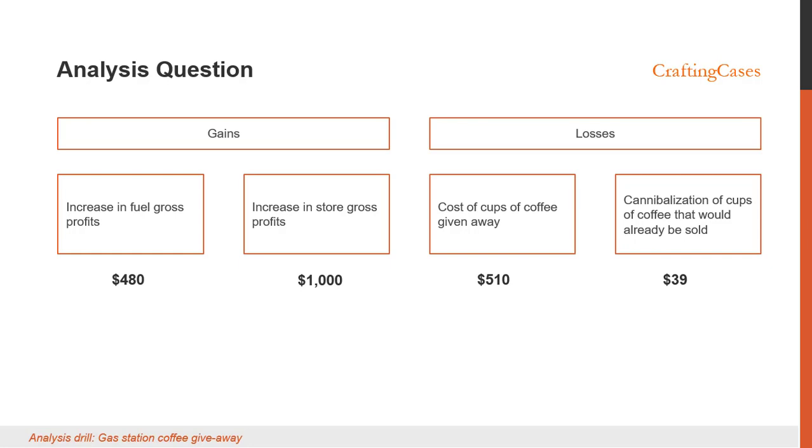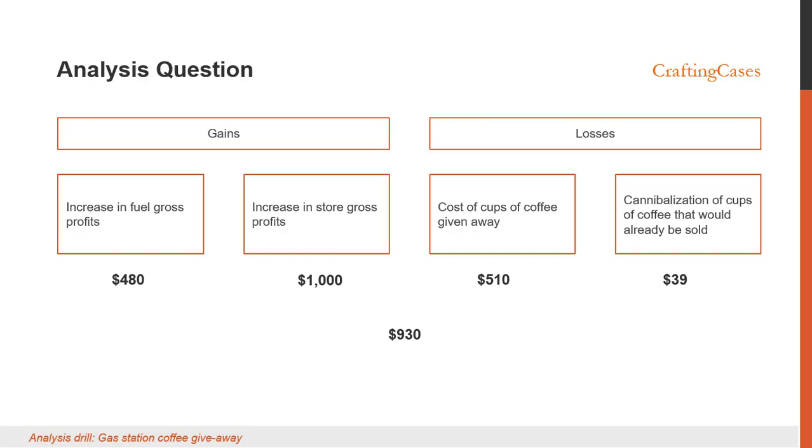So to get the sum of all this, I have $1,000 plus 480. 480 minus 510 is minus 30. And then I want to subtract another 40 there, so that's minus 70. 1,000 minus 70, 930. If I did not want to round up those 39 to 40, this would be 931.